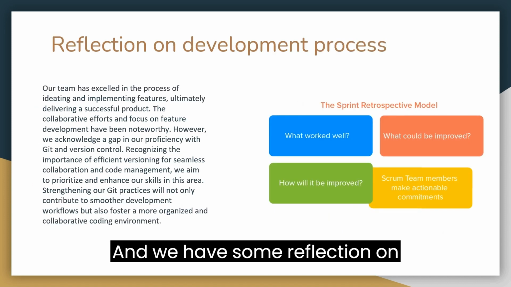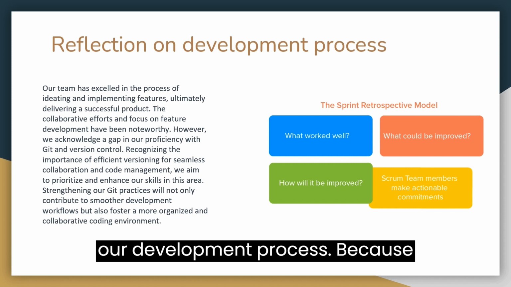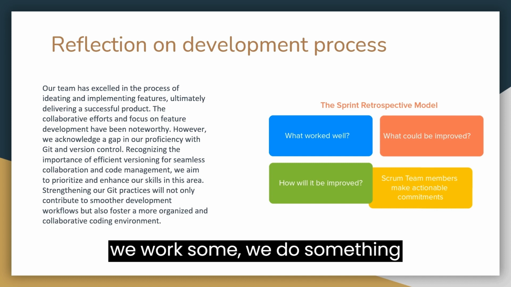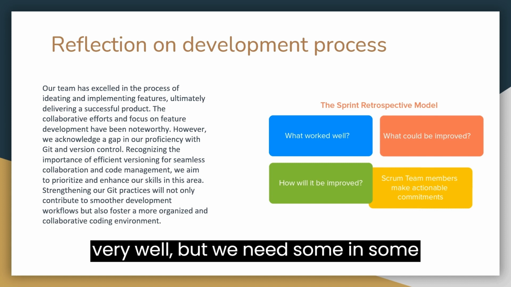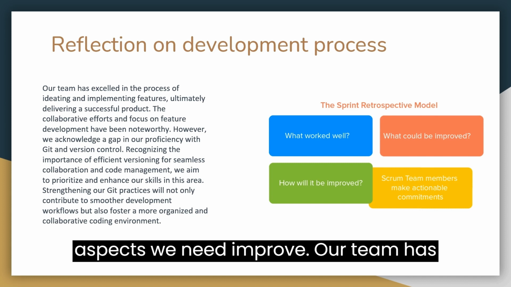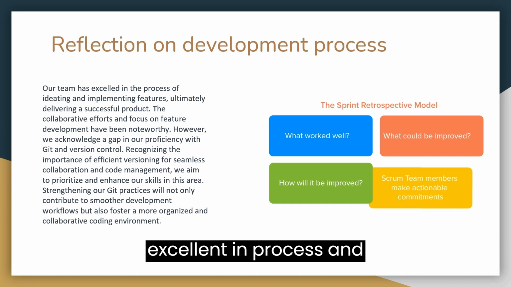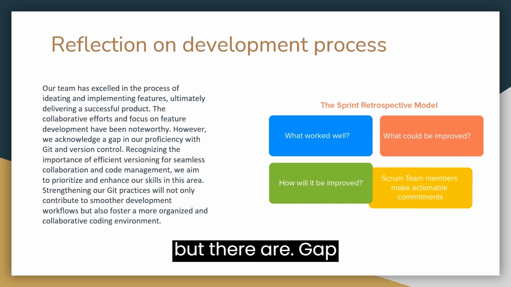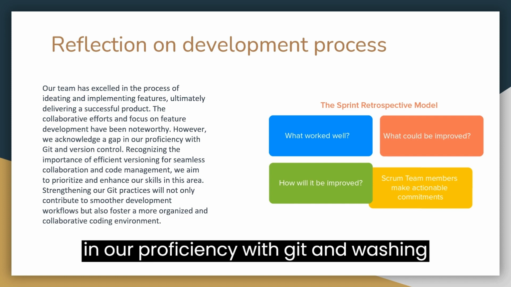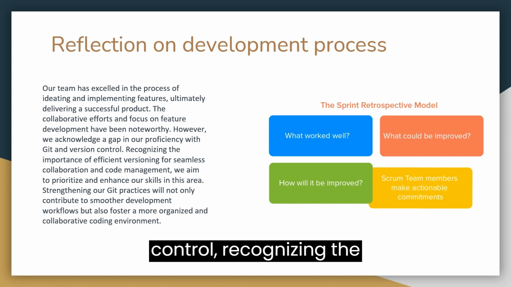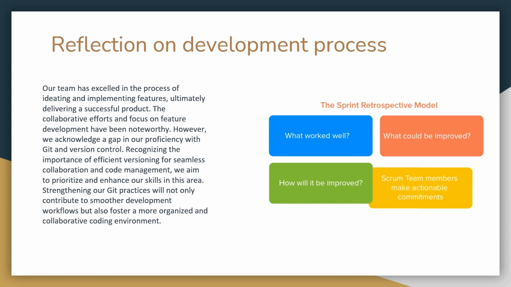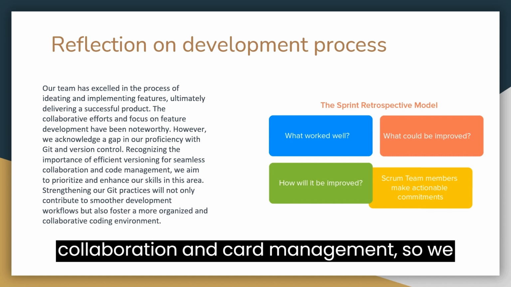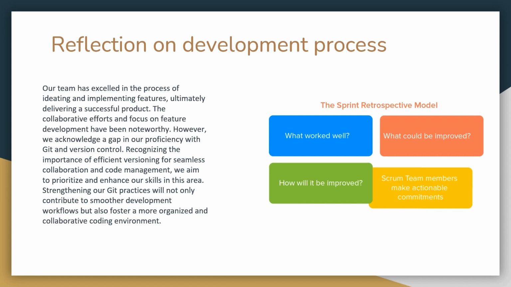And we have some reflection on our development process, because we do some things very well, but in some aspects we need to improve. Our team is excellent in process, ideas, and implementing features, but there are some gaps in our proficiency with Git and version control, recognizing the importance of efficient versioning for seamless collaboration and code management. So we aim to enhance our skills in this area.